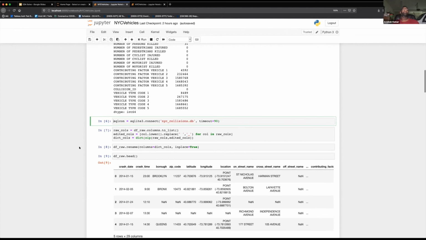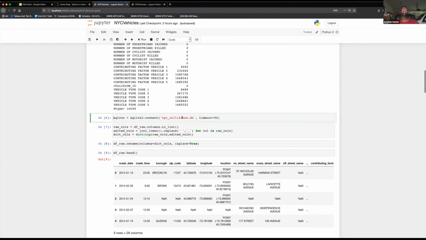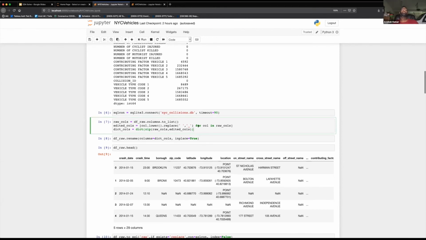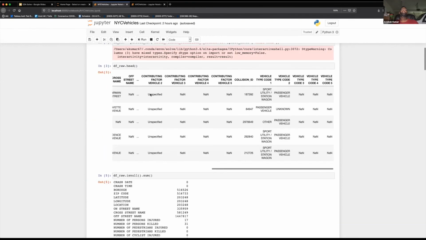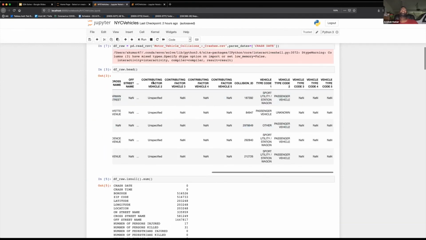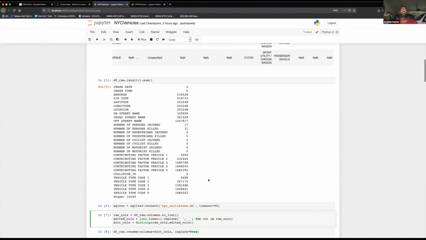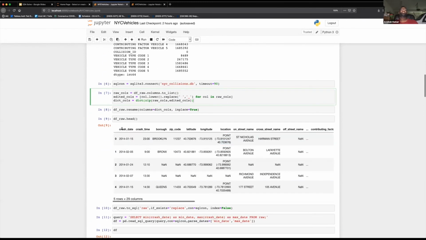Okay. So we can open a database. I call it New York City Collisions. And then I just edit column names. What we see here is they're capitalized and they have spaces, and this can be a pain when we're querying. So we can rename our columns so that they are lowercase, and the spaces are replaced with underscores.